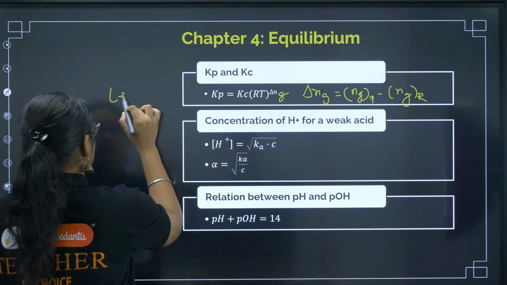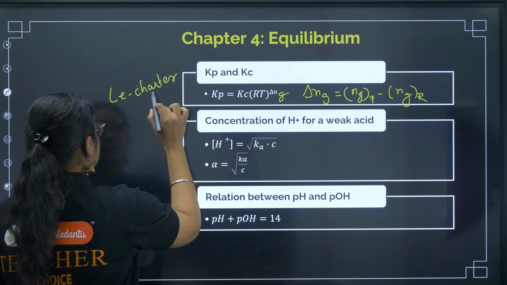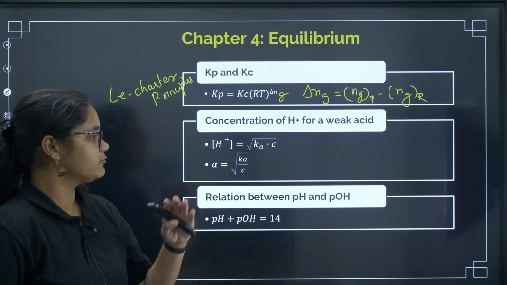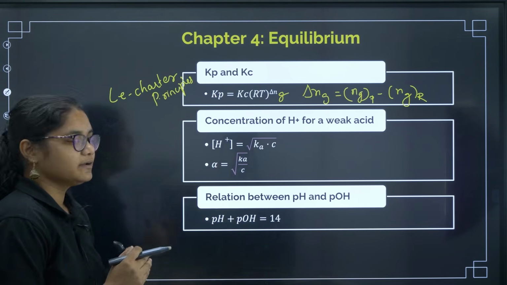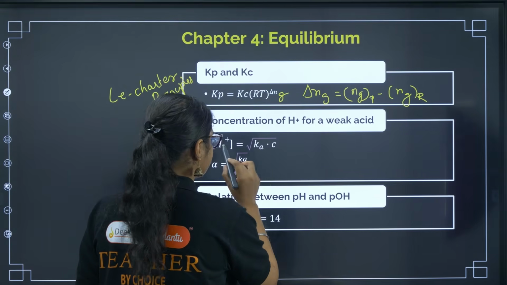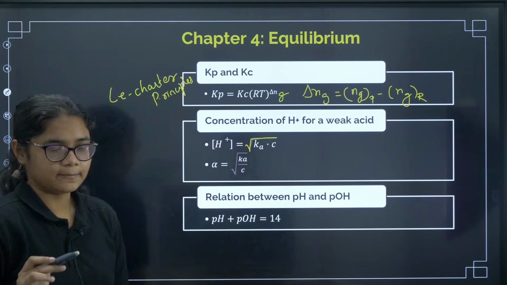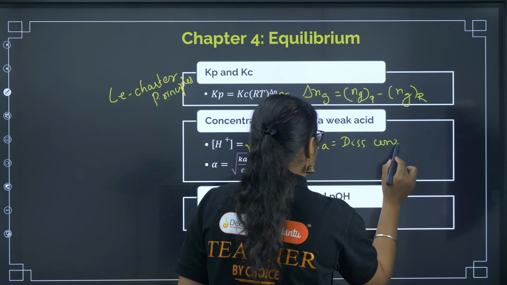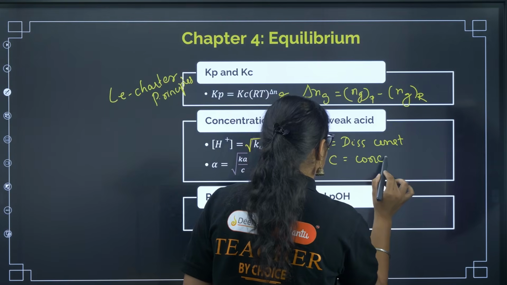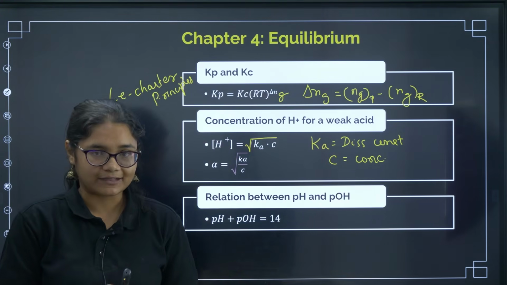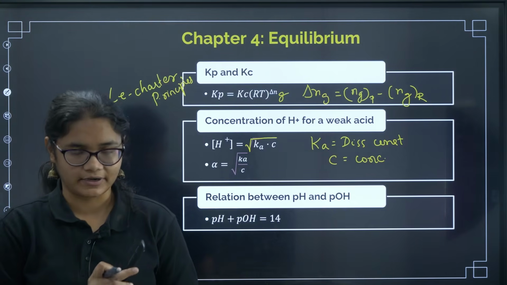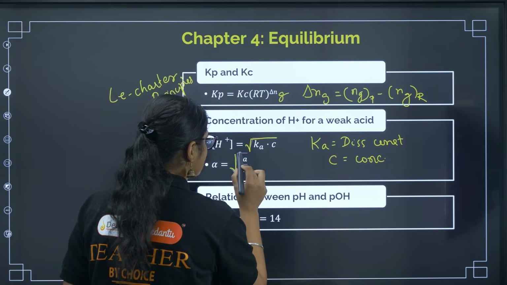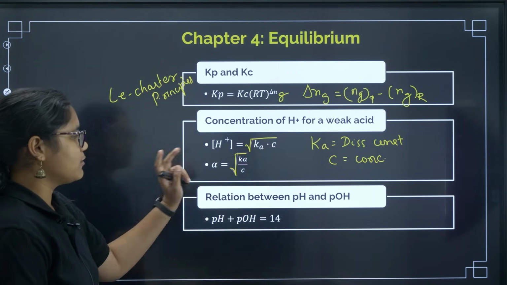Another important topic from chemical equilibrium that you should study is Le Chatelier's principle. Okay, that is very important, so just revise it. Now coming to ionic equilibrium. First of all, whenever there is a weak acid, the concentration of H plus will be root over of Ka into C. What is Ka here? Ka is the dissociation constant, and C is your concentration. Now if it is a weak acid, there will be something called degree of dissociation, right? It is not a complete dissociation of the acid. To calculate that degree of dissociation, the formula is root over of Ka by C. Okay, so these two formulas you have to remember.